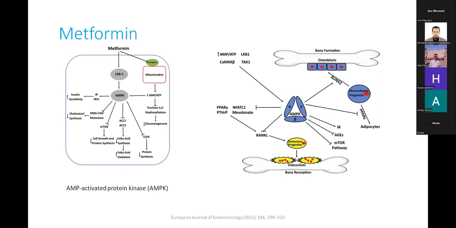Without talking about the pathogenesis in detail, metformin can enhance bone formation and decrease bone resorption by facilitating this AMPK molecule. The progenitor mesenchymal cell can differentiate to either adipocyte or osteoblast. AMPK blocks the differentiation of this progenitor cell to adipocyte and shifts it towards osteoblast formation. So it gives a positive response, or is anabolic, for bone, and at the same time, through inhibiting RANKL, it inhibits osteoclastogenesis and bone resorption.